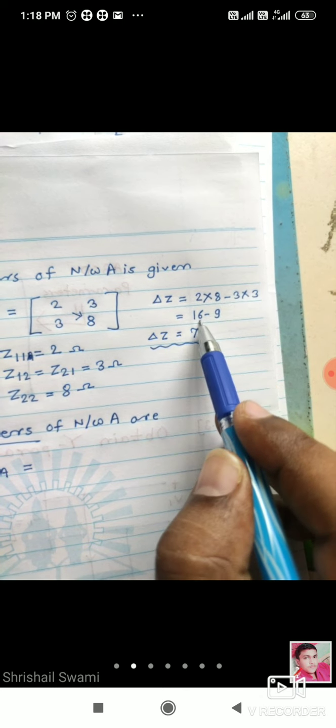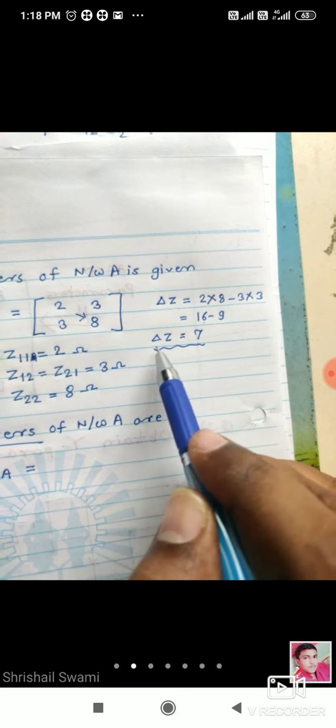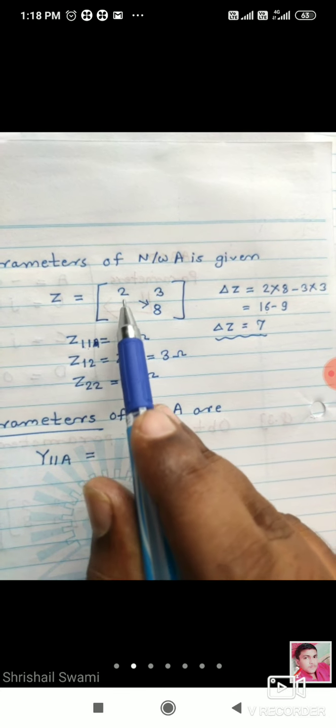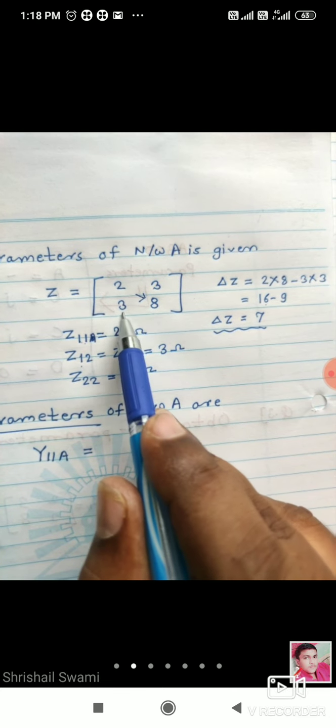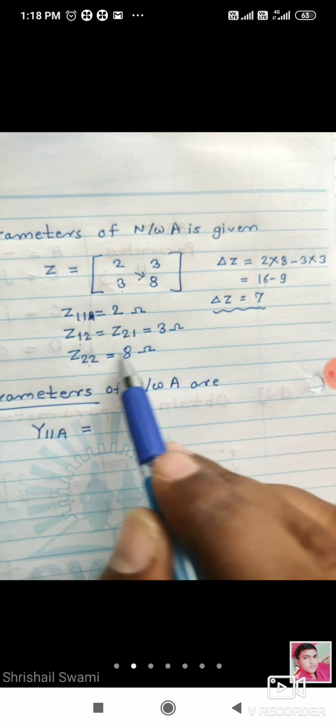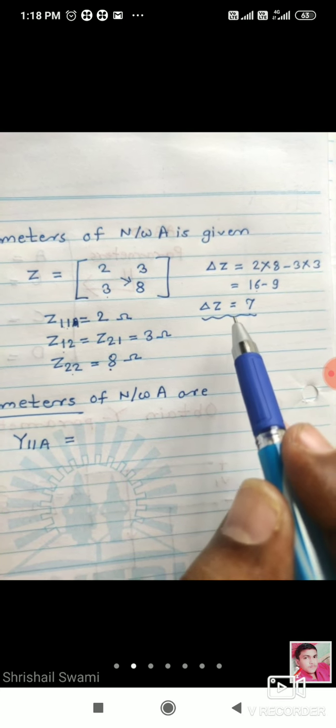So 2 into 8 is 16 minus 9, that is 7. Delta Z is 7. So these are nothing but Z parameters. Z11 is equal to 2, Z12 and Z21 are 3, and Z22 is equal to 8 ohm. So Z parameters and delta Z we got now.